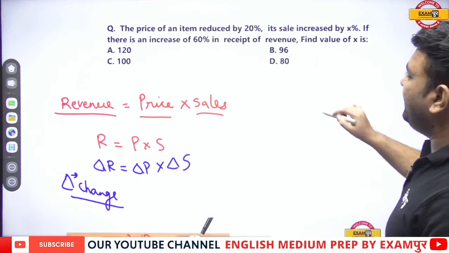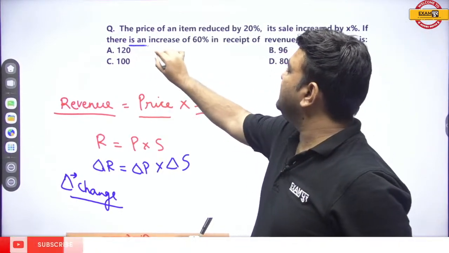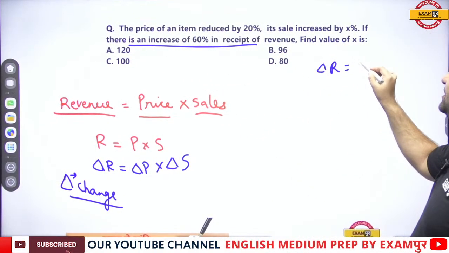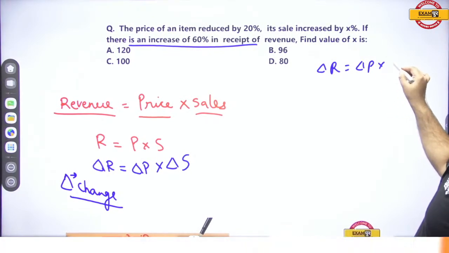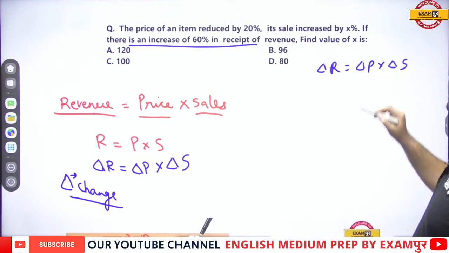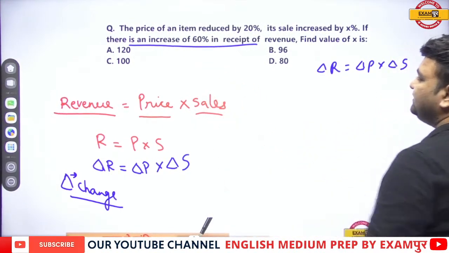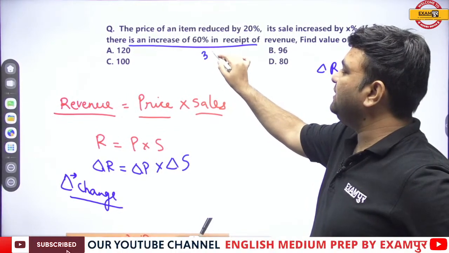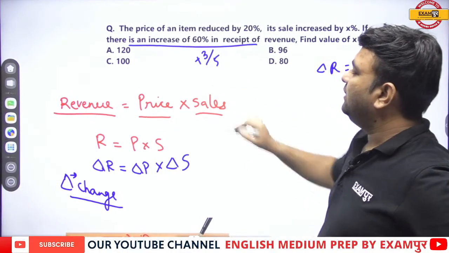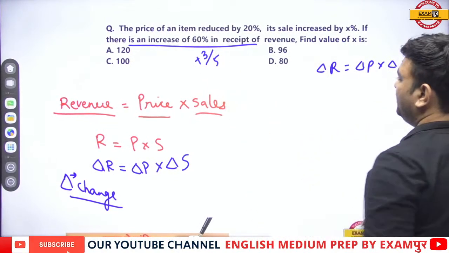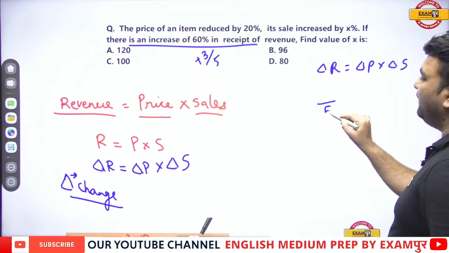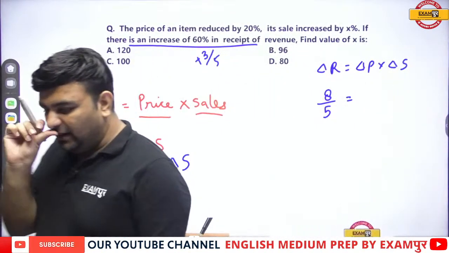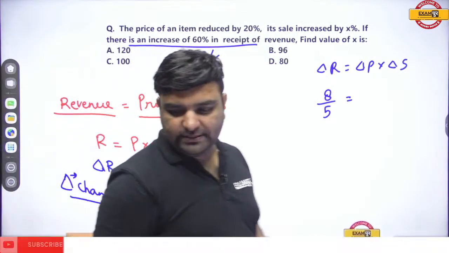What is the change in the revenue? Revenue is increasing by 60%. If you are very comfortable, you can write it as an increase of 3 by 5. So initial revenue 5, final revenue 5 plus 3, which is 8.